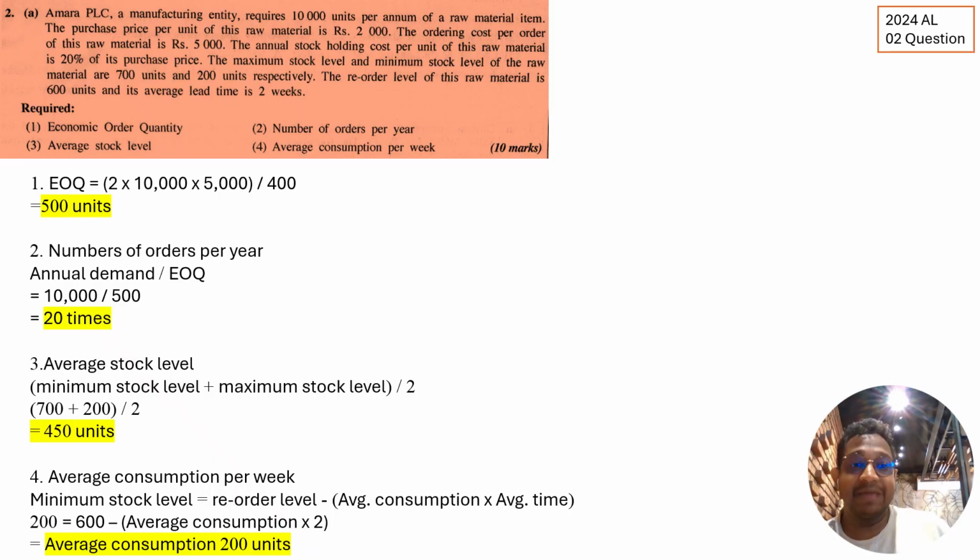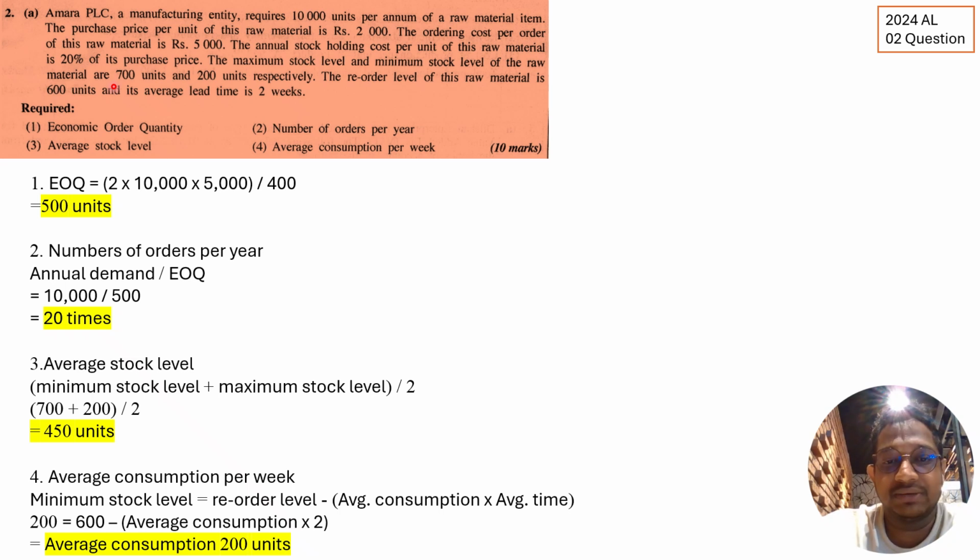Second question, A part. Amara PLC is a manufacturing entity, requires 10,000 units per annum of a raw material item. The purchase price per unit of this raw material is 2,000. The ordering cost per order of this raw material is 5,000. The annual holding cost per unit is 20% of its purchase price, which means 400, right?